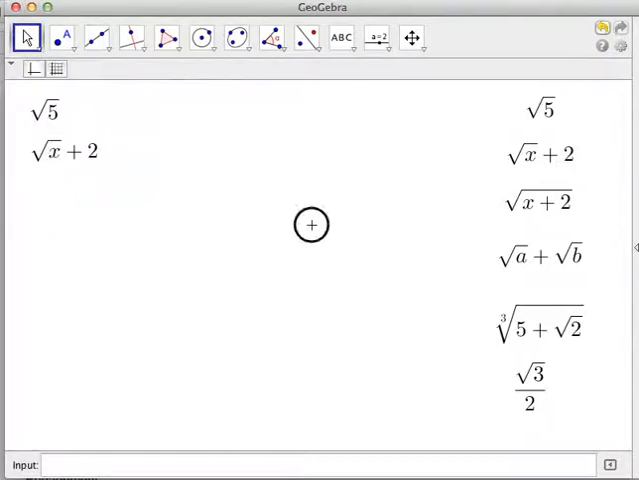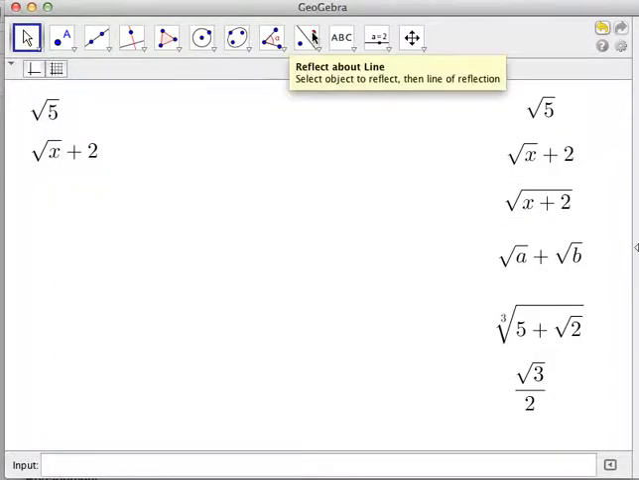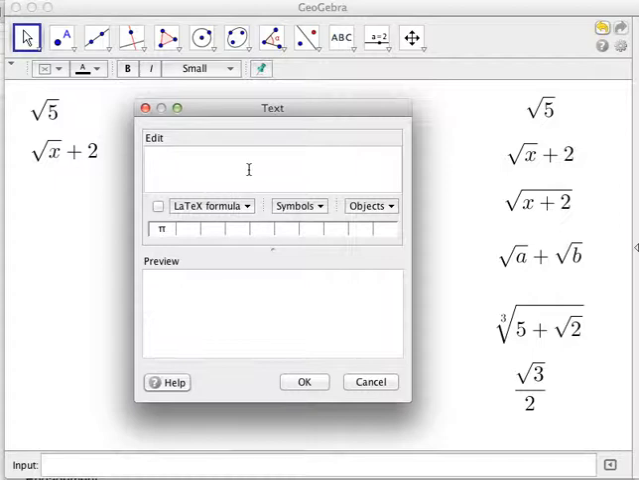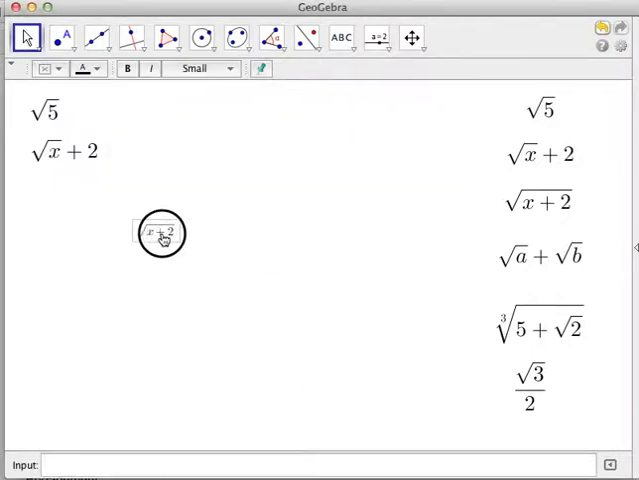Next, this time both x and 2 are under the radical sign. So x plus 2 must be inside, between the brackets. Let's type it first. Square root, open bracket, and then x plus 2, and then close bracket.